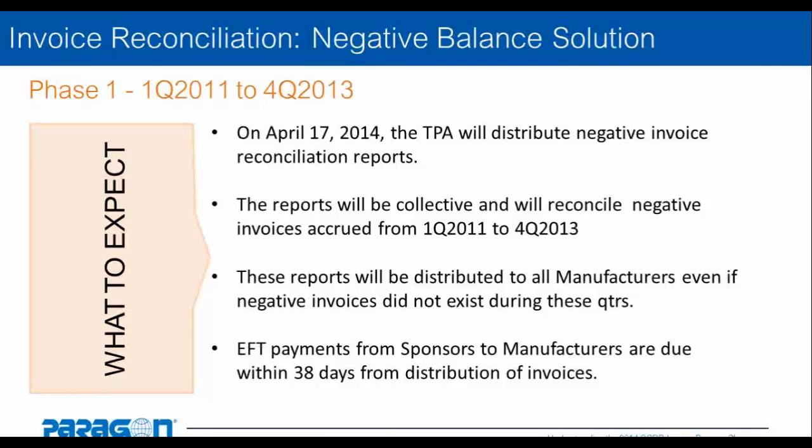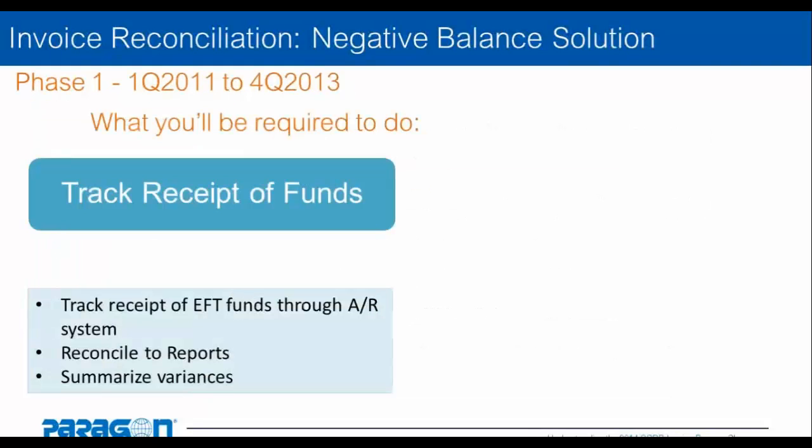The plan sponsors will be required to submit EFT payment to manufacturers for the negative invoices identified on these reports. The EFT payments must be sent within 38 days from the distribution of these reports. So this means manufacturers can expect to receive EFT fund payments approximately anywhere between April 17th and May 25th. So let's move on to what you as the manufacturer will be required to do. There are two high-level areas you will need to focus on to reconcile negative invoice payments during Phase 1.